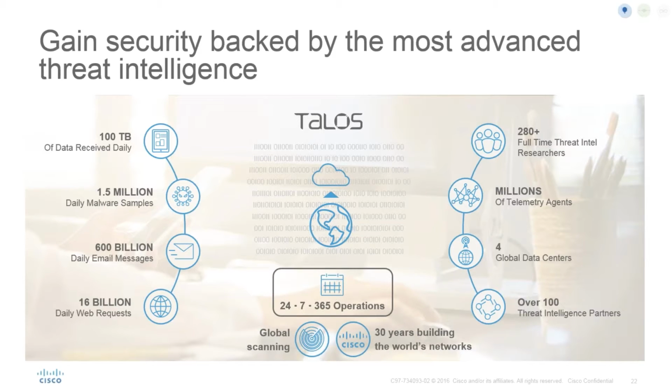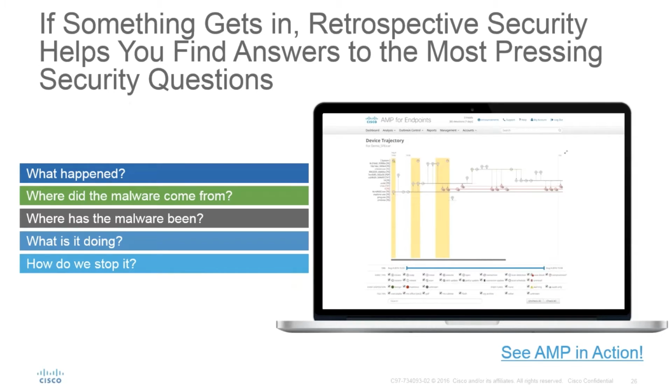So this really helps us get the answers to the questions that we're going to ask whenever something gets through. What happened? Where did this malware come from? Where has it been on my network? What's it doing right now, and how do I stop it? And to answer these questions, I'm actually going to give you a quick demonstration of AMP for endpoints.